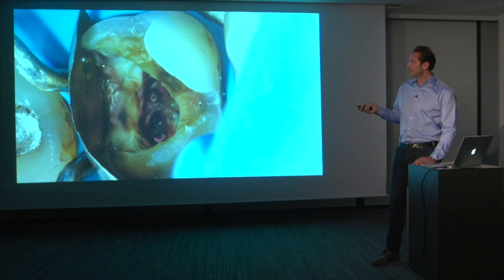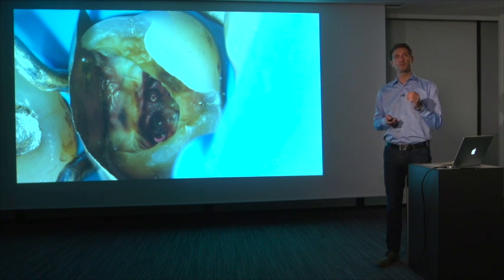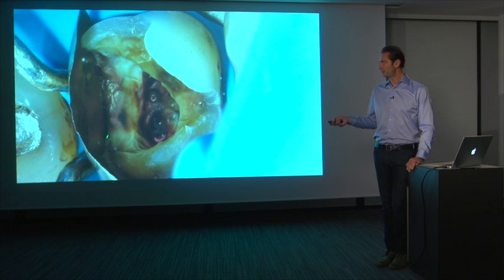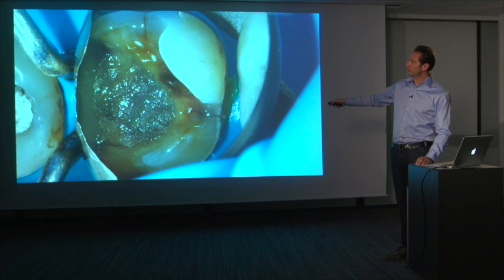You see the adaptation of the matrix, especially if you do margin elevation. You need to be sure, completely sure, that this is perfect as adaptation. Otherwise it makes no sense to do margin elevation. As you can see clearly, the material here that was used for margin elevation was put first. It's another material, so this is G-aenial Universal Flow. This is Everx Posterior. So first we do this, then we do that.